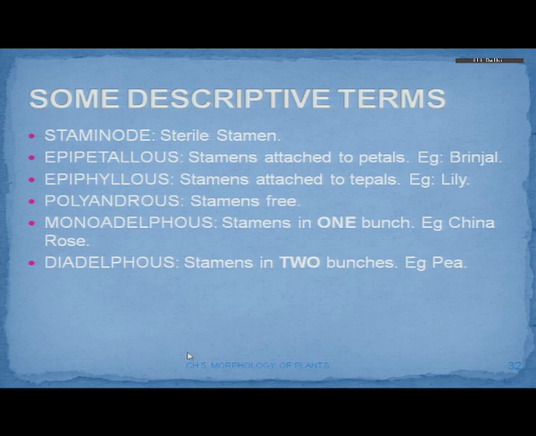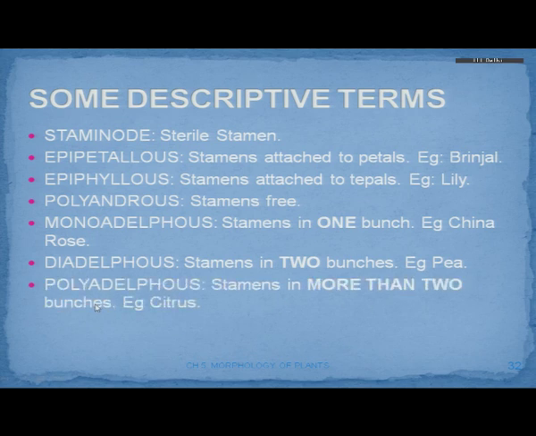Similarly, if two bunches are present, then the androecium will be said to be diadelphous. Now, it is not necessary that in those two bunches equal number of stamens be present there. It may so happen that one bunch has only one single stamen while the other has many. And when more than two bunches are present, the androecium is said to be polyadelphous, that is having more than two bunches. Example is citrus.